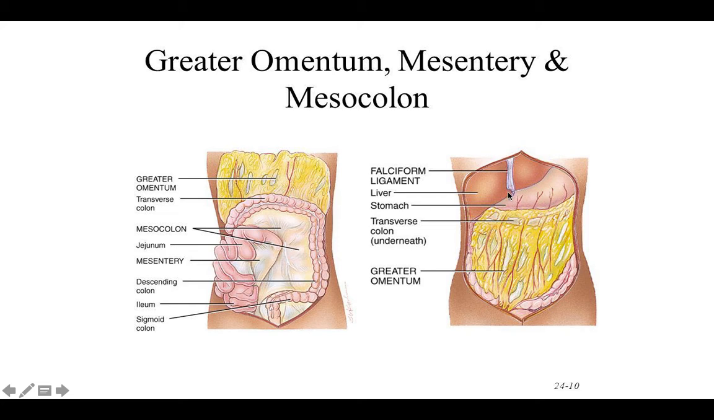The falciform ligament is going to attach the liver to the anterior abdominal wall, helping to hold it in place and anchor it in place. And then we have what's called the greater omentum. So here, this is all greater omentum and the lesser omentum.